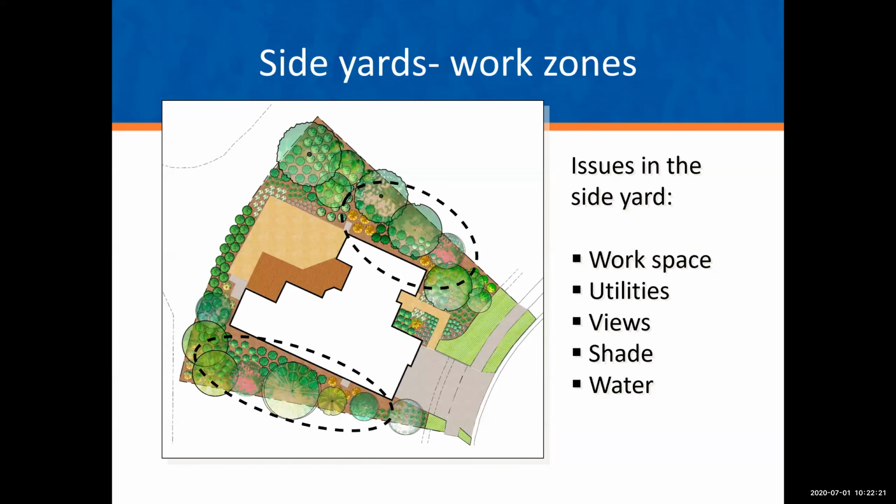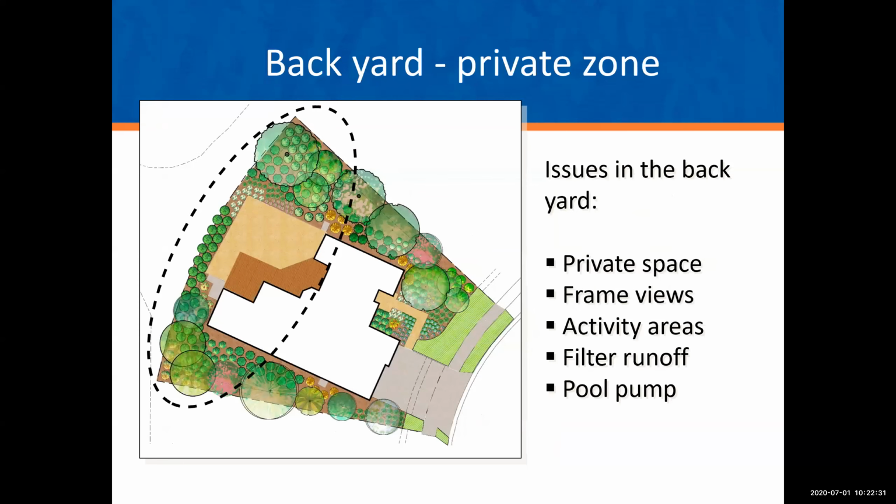In our side yards, these are our work zones. Typically there are utilities here, sometimes shaded. Usually there's a source of water. And we'll talk about some things that you can do in that side yard. And the backyard is usually the private space where you're thinking, this is the area I'm using for pool, patio, evening, kids, pets, activities, that sort of thing happen back there.